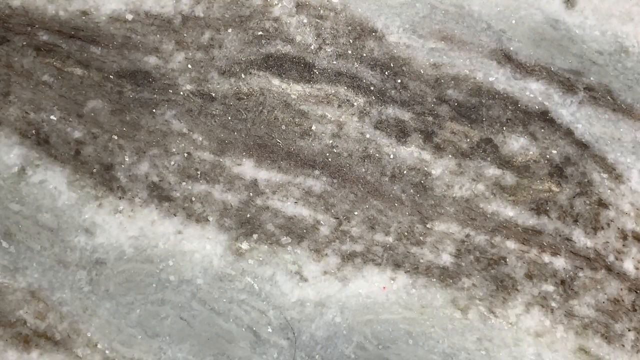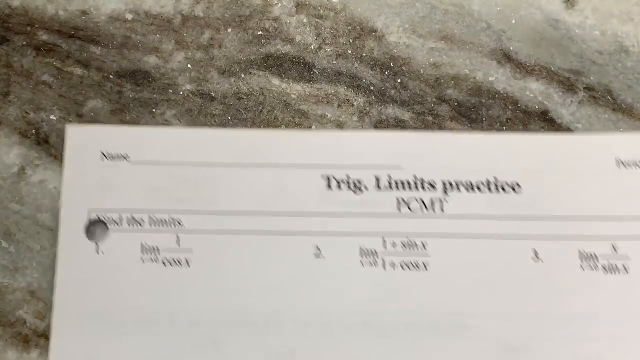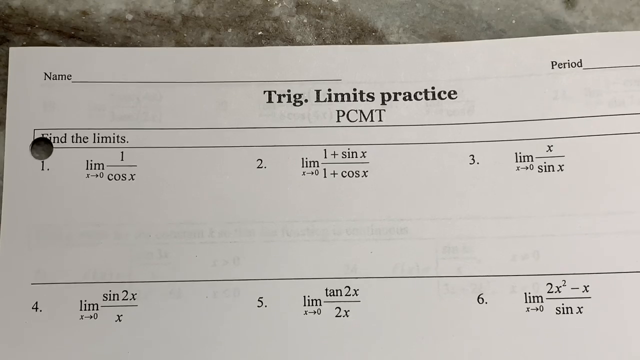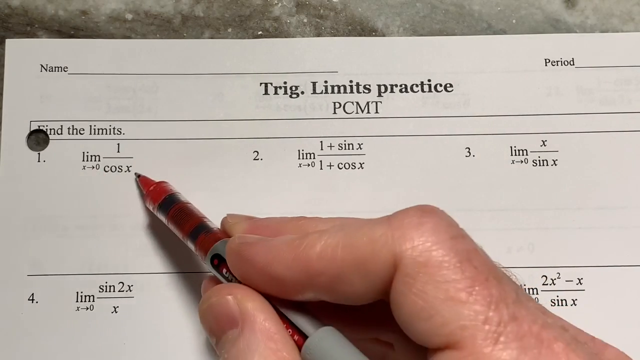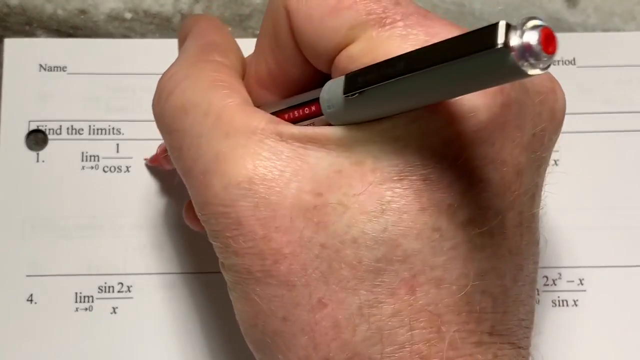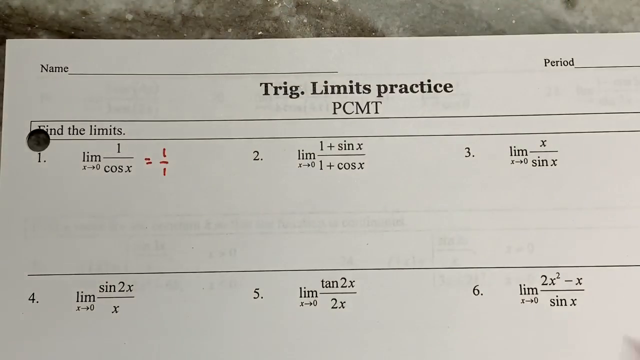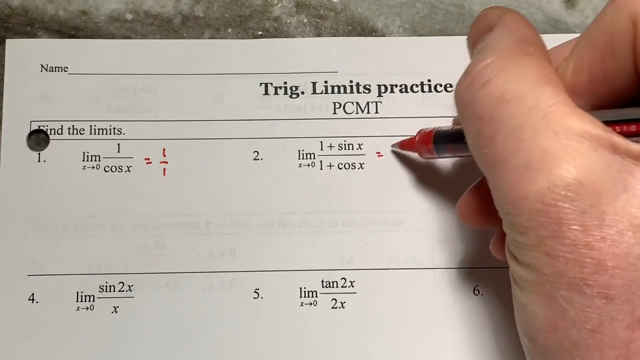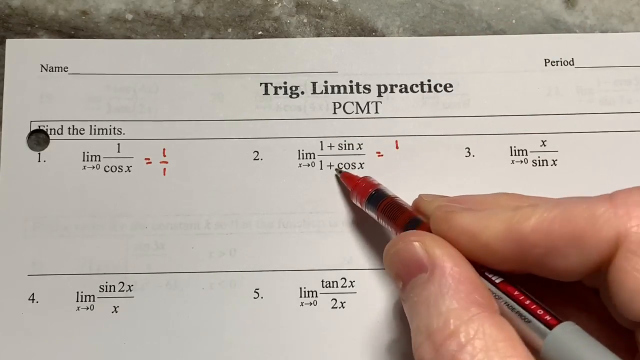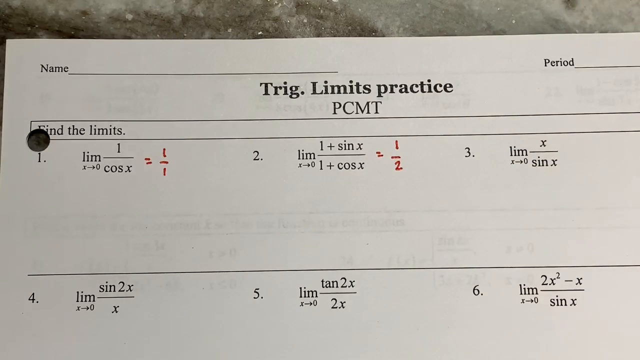All right? I'm going to keep on going through this. This is trig limits practice. All right, this is going to be your homework for tonight, but I'm just going to randomly do a couple of these. Something like this, pretty easy. Plug a 0 in, cosine of 0 is 1, 1 over 1 is 1. All right? Something like this, plug a 0 in, sine of 0 is 0, but I'm adding 1 to it. Cosine of 0 is 1, but I'm adding 1 to it. I get an answer, I'm fine.